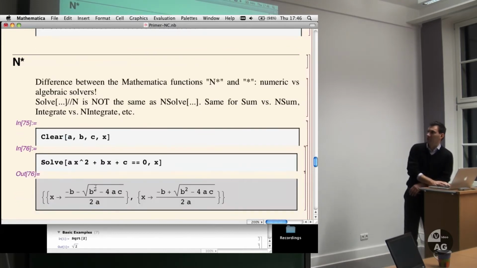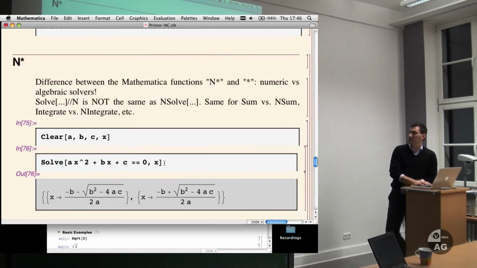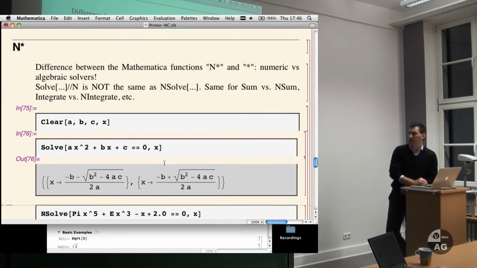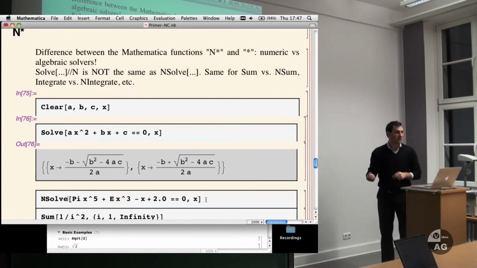Okay, it solves equations symbolically. For each symbolic operation, there is one or more numerical counterparts. So for solve, there is NSolve. There is this whole family of the N-star functions, and they solve the equations not symbolically, but with numerical techniques.